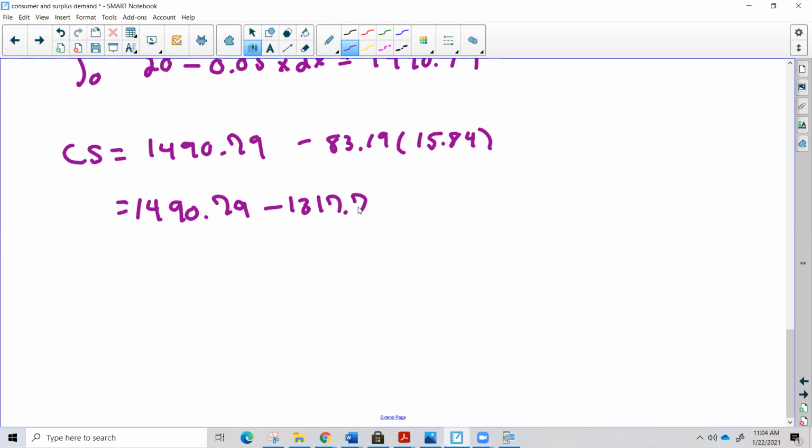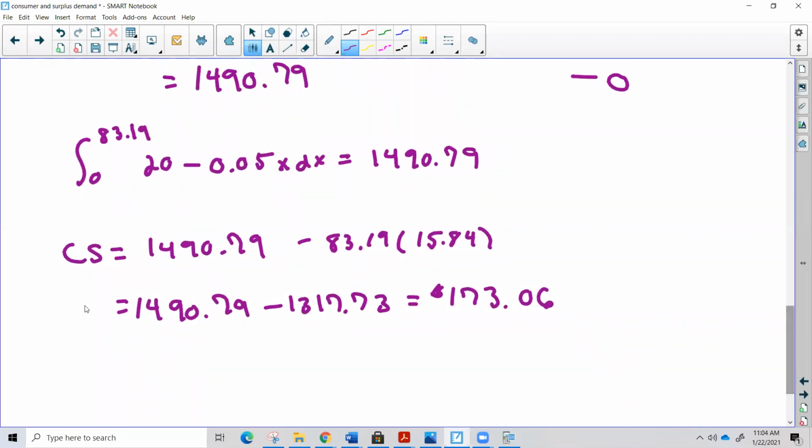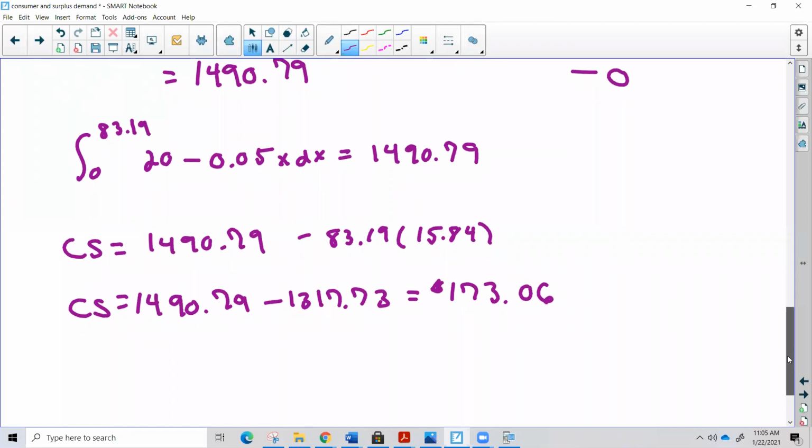Okay, so again, 2 decimal places is 7.3. And then if I subtract them, I get $173.06. So that would be my consumer surplus. Okay, so again, if you do the integral on the side, just make sure then that you can clearly label that you're going back to your consumer surplus by writing out consumer surplus or CS when you're solving it.